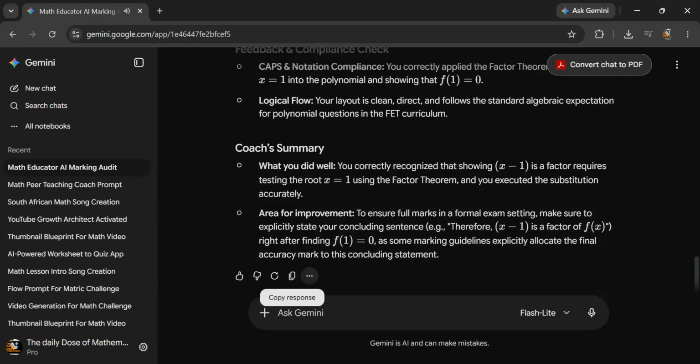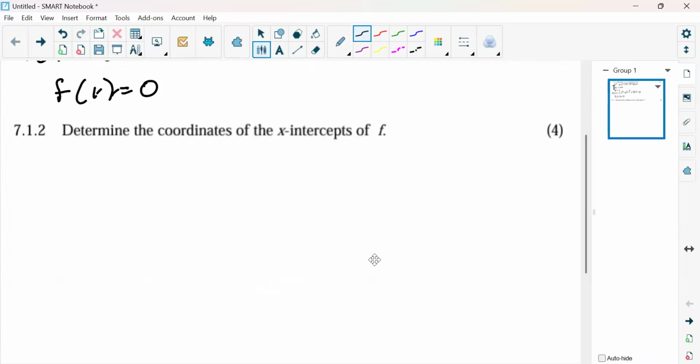Okay, now we're going to continue with 7.1.2. What are we doing in 7.1.2? It says we shall determine the coordinates of the x-intercept of f. So we're looking for the x-intercept. How do we get the x-intercepts?